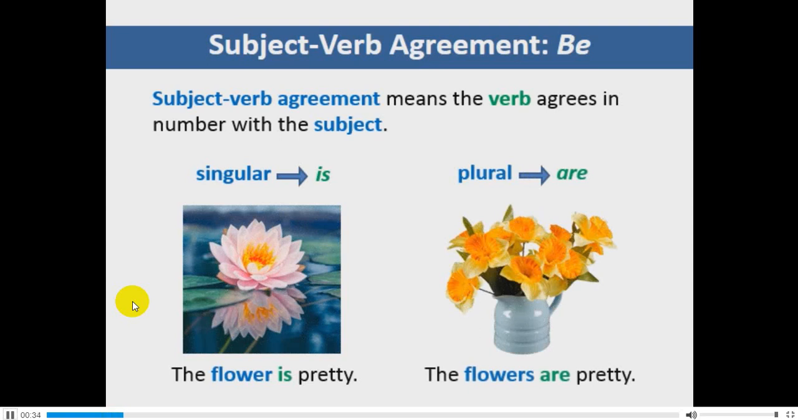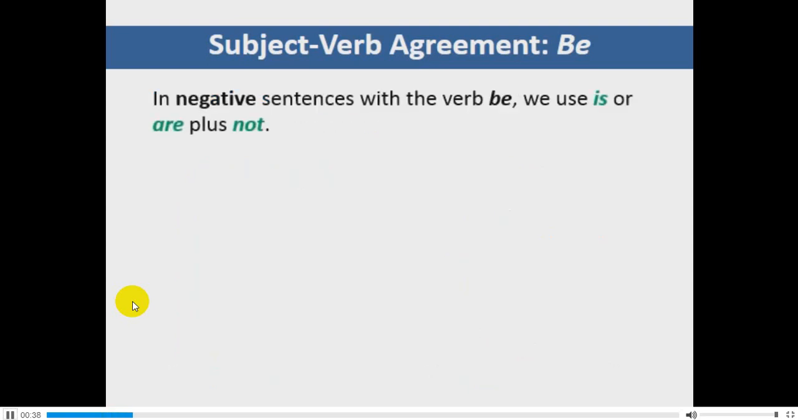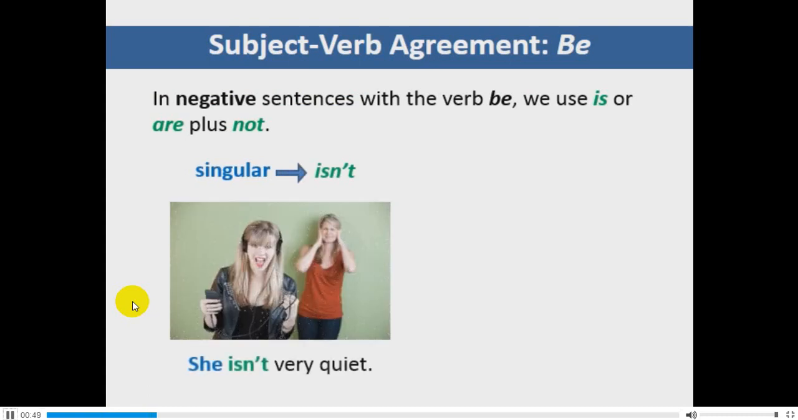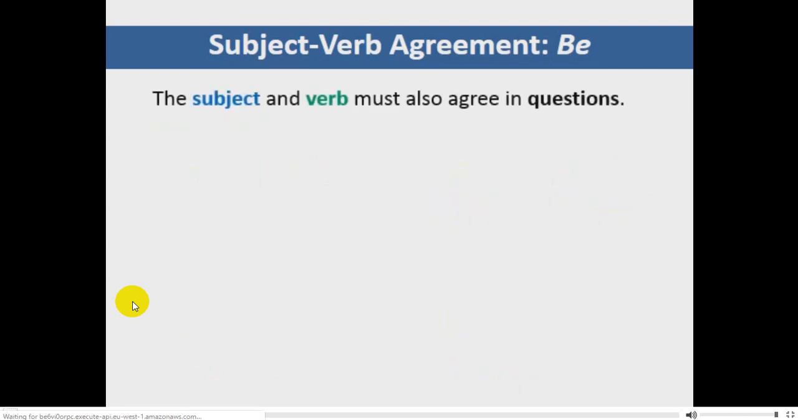The flowers are pretty. In negative sentences with the verb be, we use is or are plus not. For singular subjects, we use isn't or is not. She isn't very quiet. For plural subjects, we use aren't or are not. They aren't in class. The subject and verb must also agree in questions.